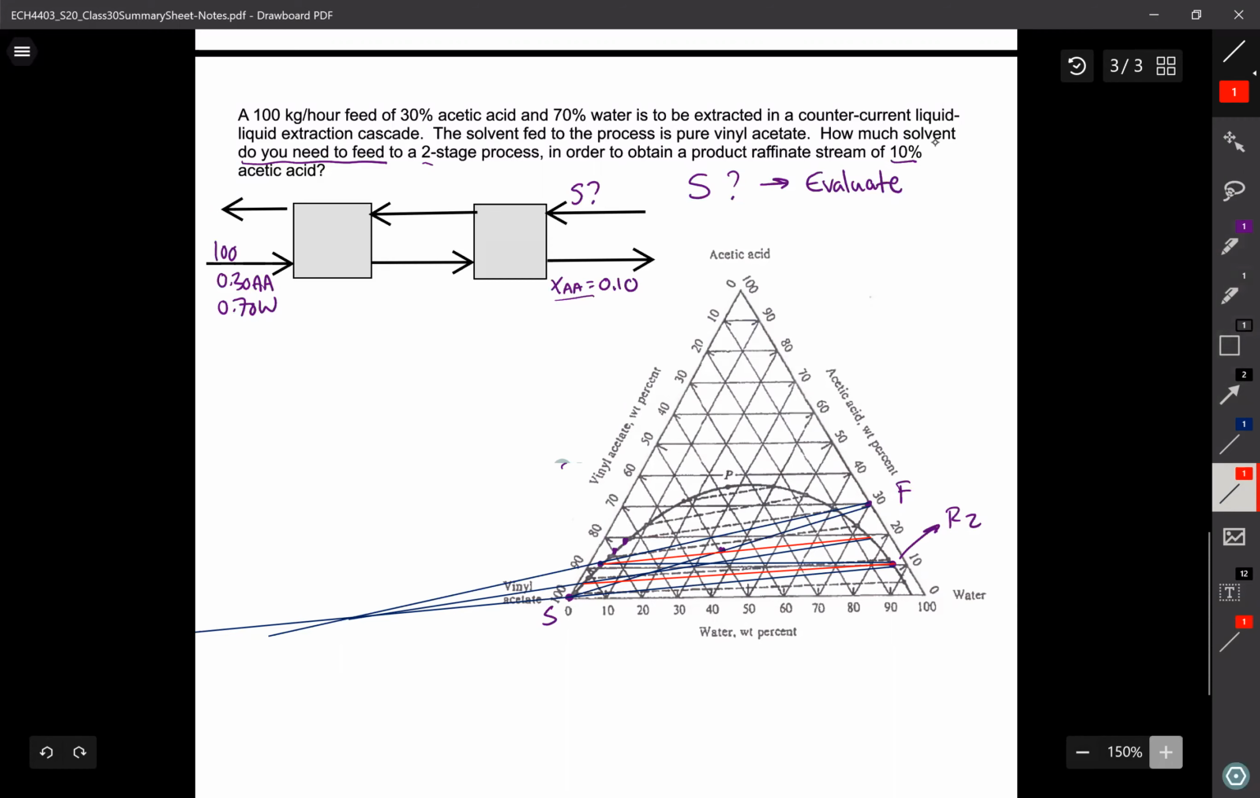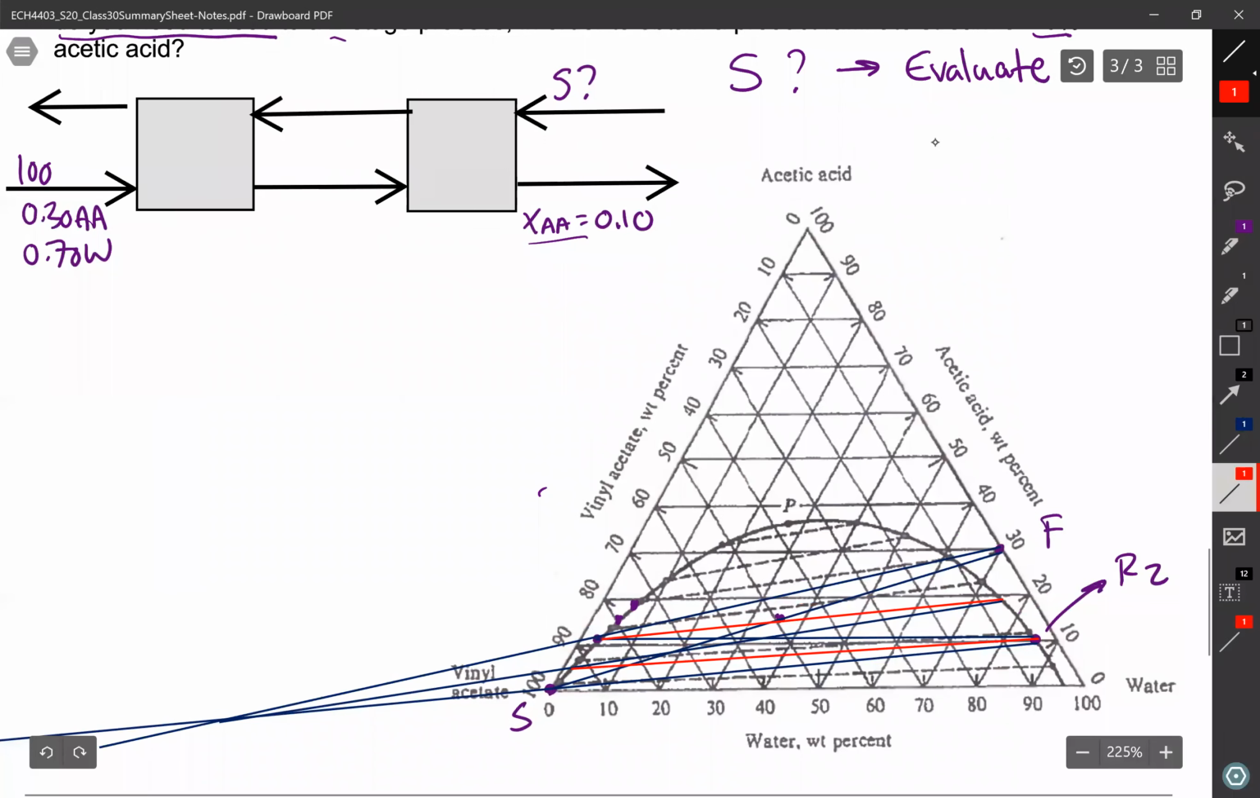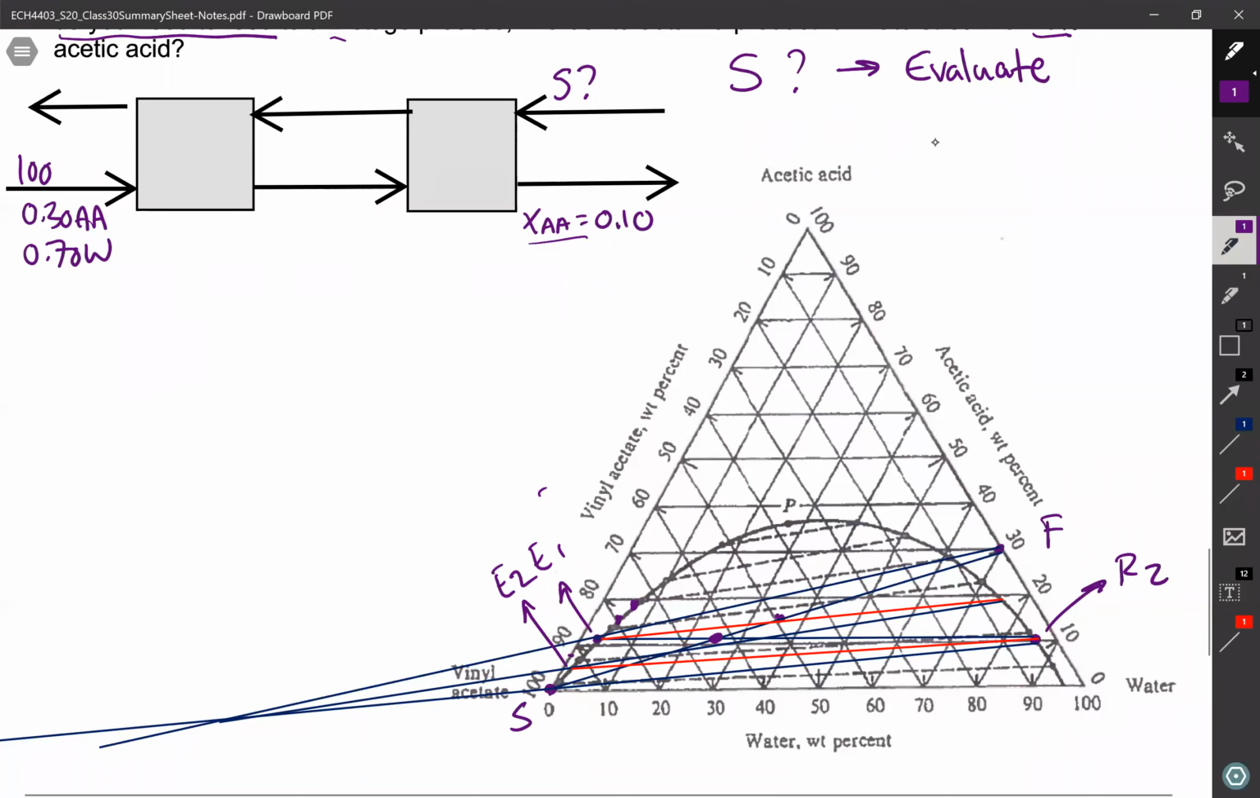Now what I can go and do is go back and see what I guessed in the first place. And I've got lines all over the place. I need to clarify again. S to F goes like so. Looks like my mixing point is there. Yes, because this is E1 and this is E2, meaning my mixing point is there. About, let's say, 64% vinyl acetate. XVA, the mixing point, is 64%.